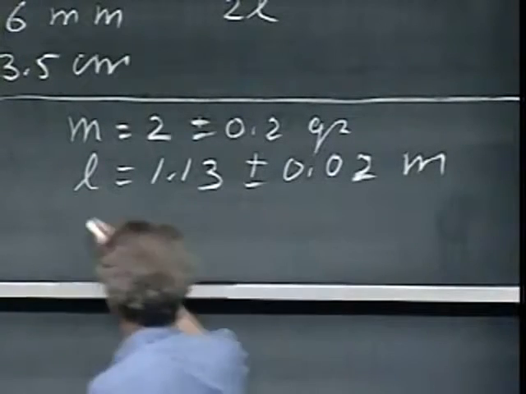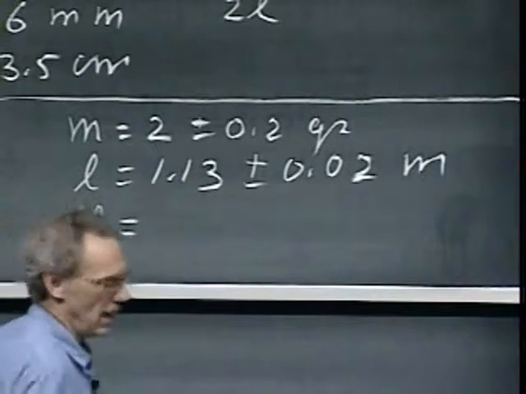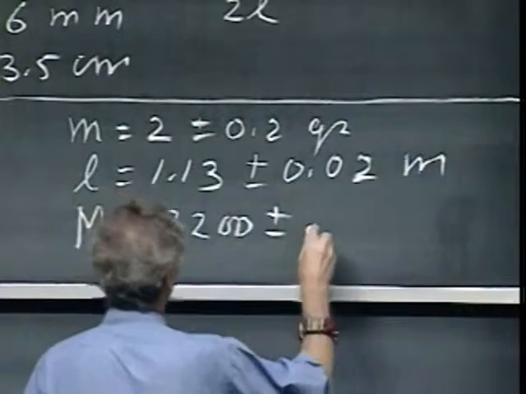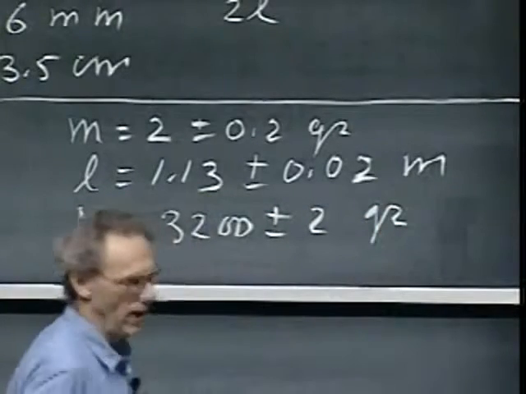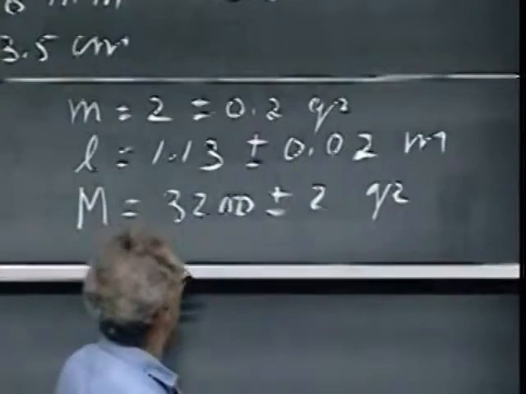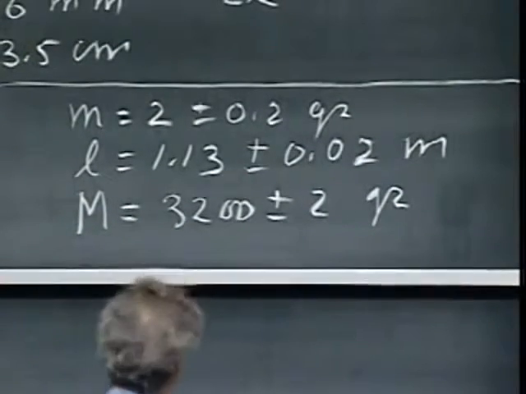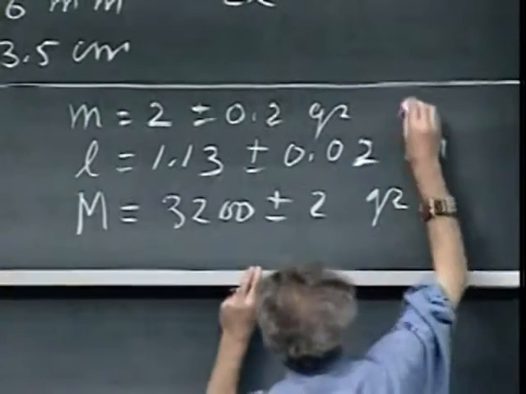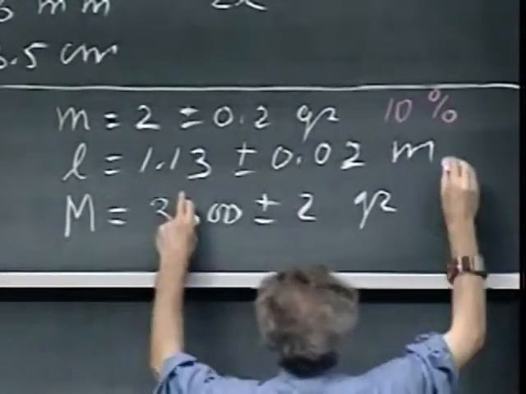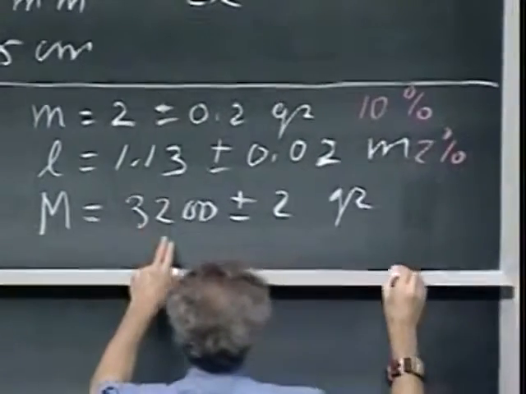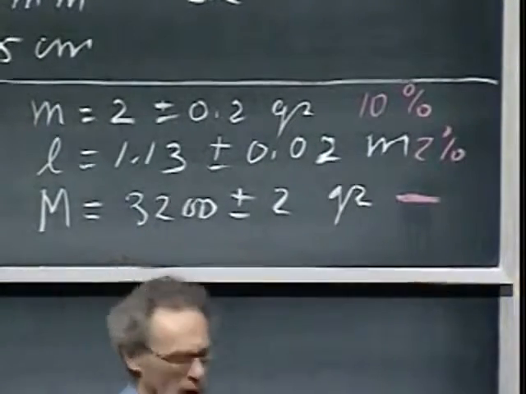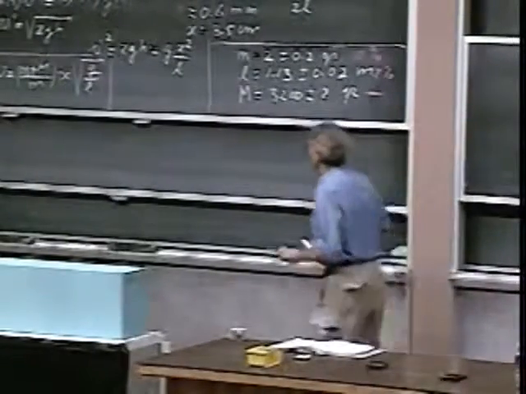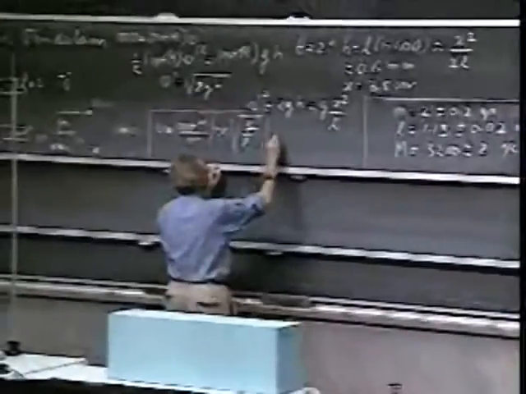And the mass of that block, which is huge, I believe is 3,200 grams, 3.2 kilograms, with an uncertainty of about 2 grams. So we have a 10% uncertainty in the mass of the bullet. We have a 2% uncertainty in the length. And we have a negligible uncertainty in the mass of the block. That's negligibly small.